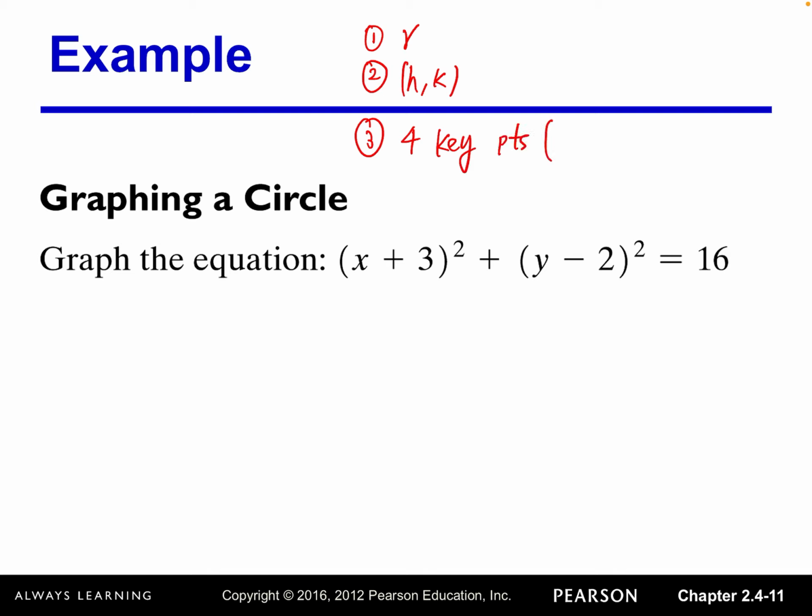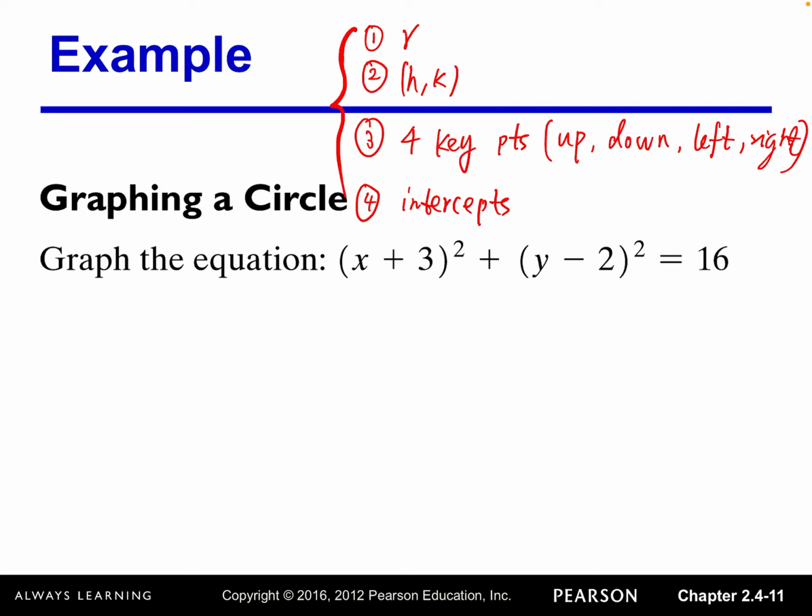So what refers to the 4 key points? The most up point, and then the most bottom, and then the most left, and the most right point. Those are considered the 4 key points on the circle. And then the last one, we need to find all the intercepts. So with all those, we're able to graph the circle.